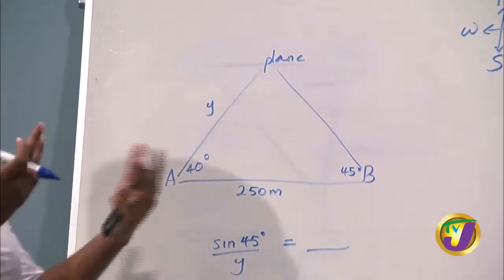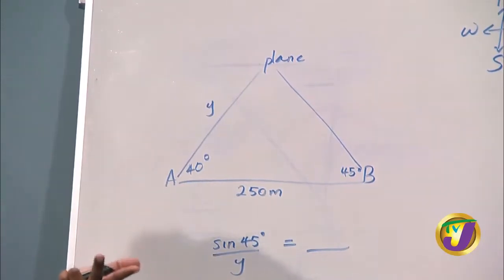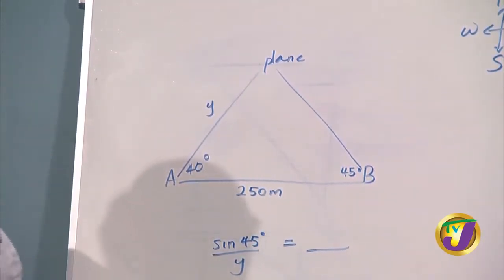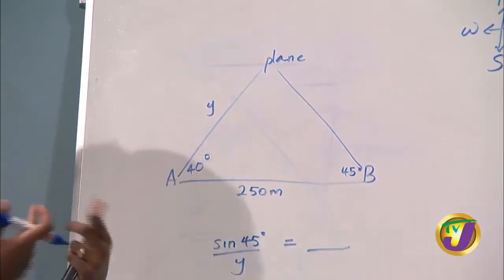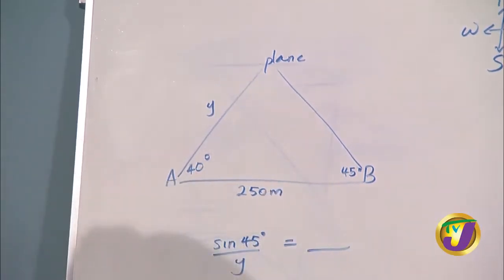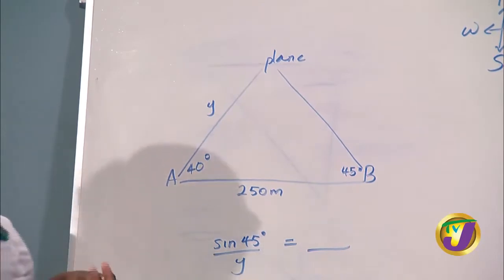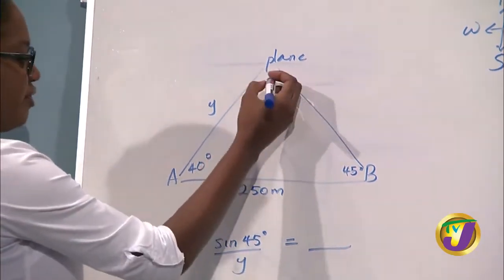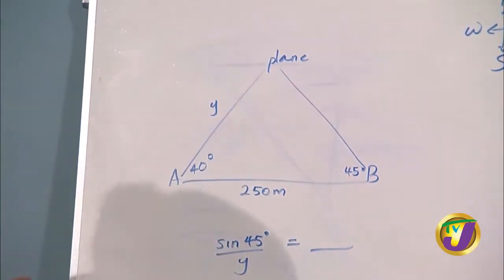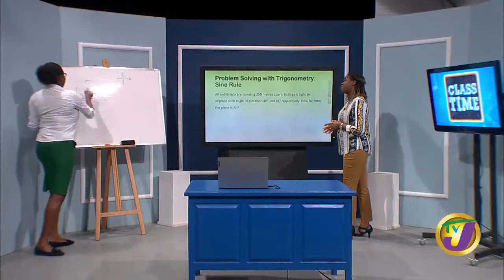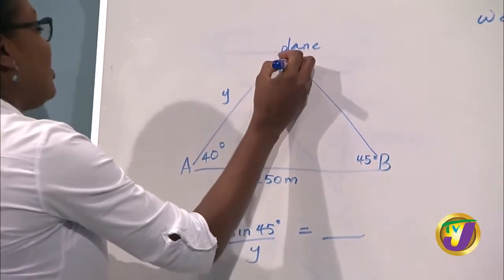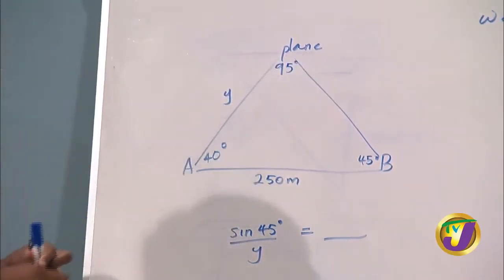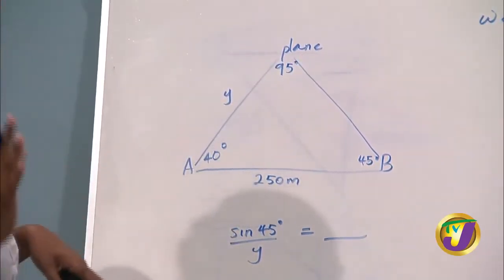Based on what we know, angles in a triangle add up to 180 degrees. So we would add the 40 degrees and the 45 degrees to get 85 degrees, then subtract that from 180. So what value do we have here? 95. Make sure it's right. We calculated it, but let us see. I hope it's right.